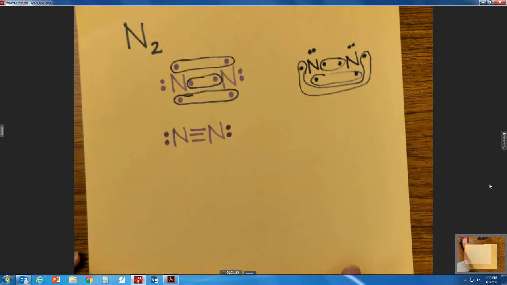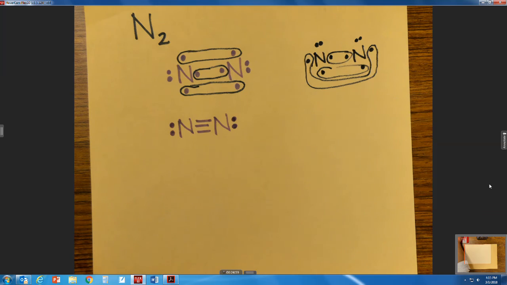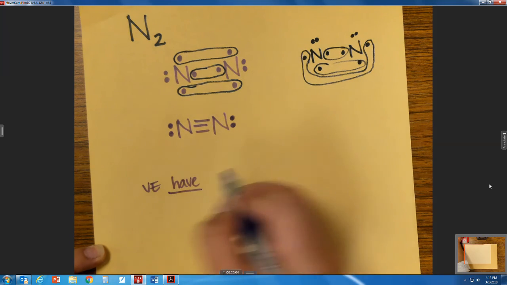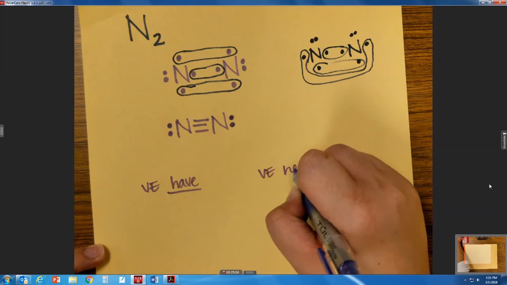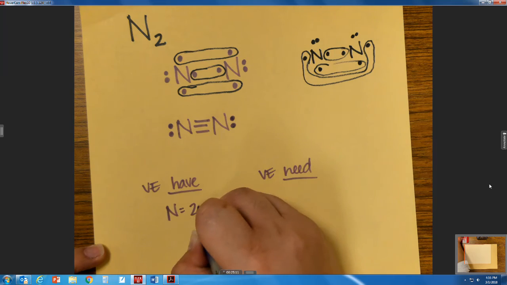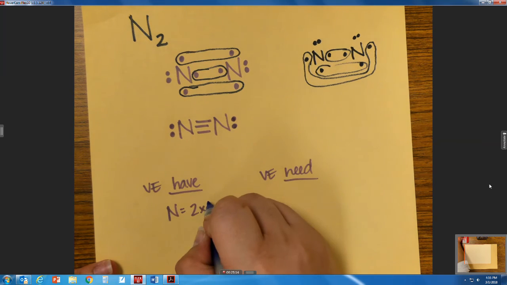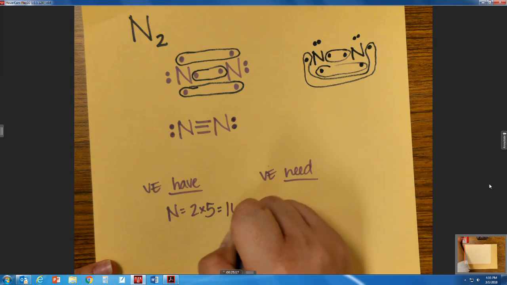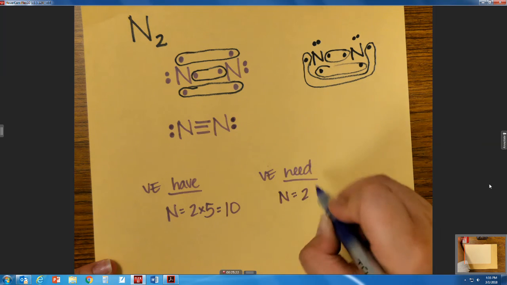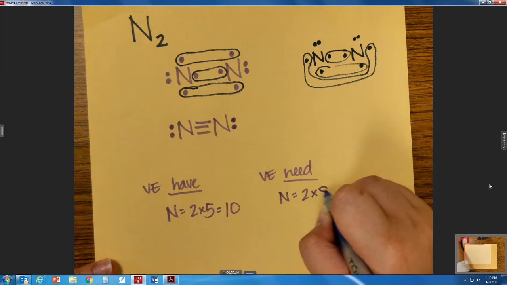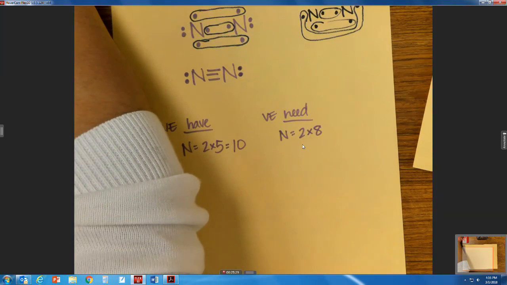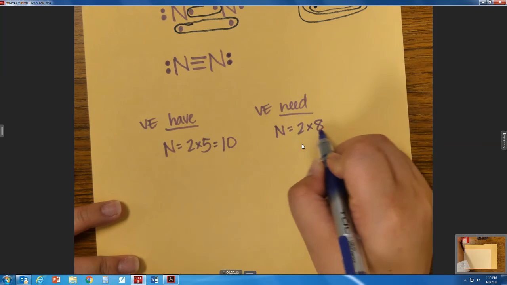Okay, and that's it. So the math way, really quickly, we have valence electrons that we have versus the valence electrons that we need. We have 2 nitrogens, and they both have 5 valence electrons, so that's 10. Again, we have 2 nitrogens, but we need 8 valence electrons for them to be happy.